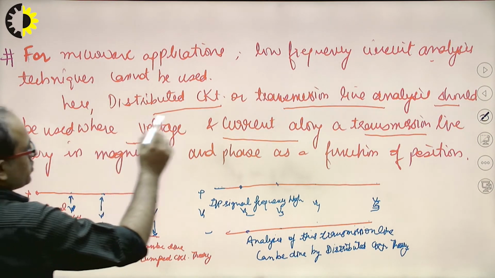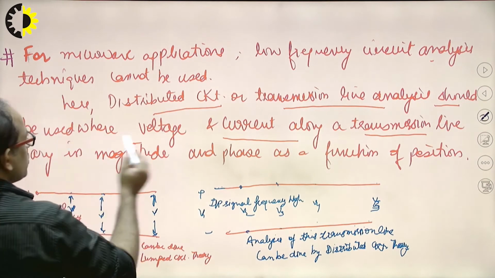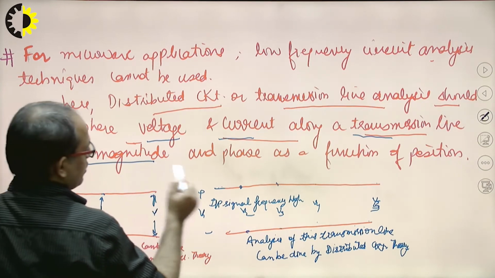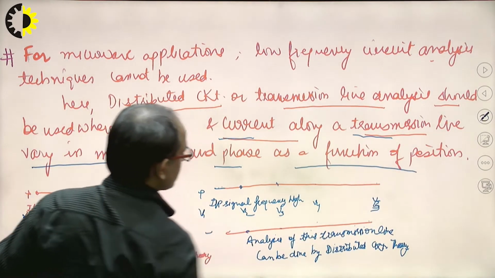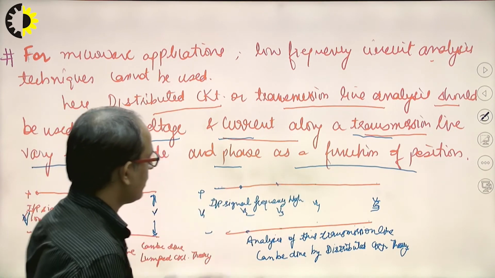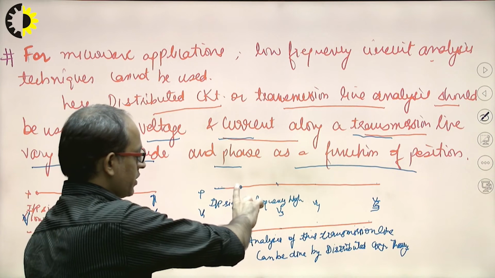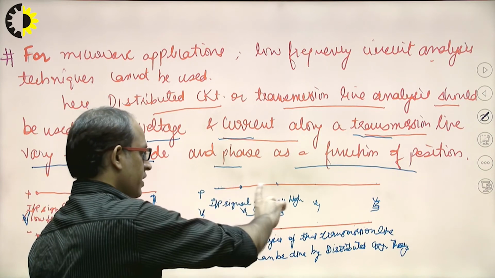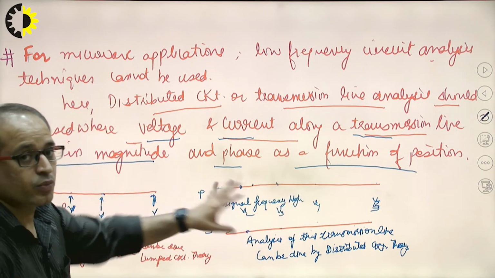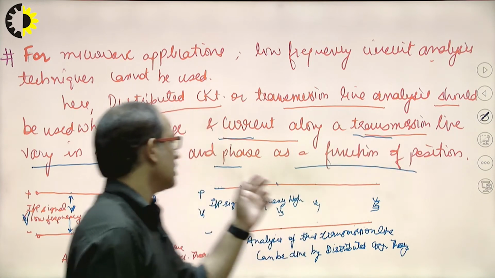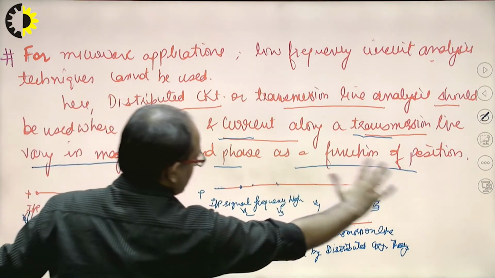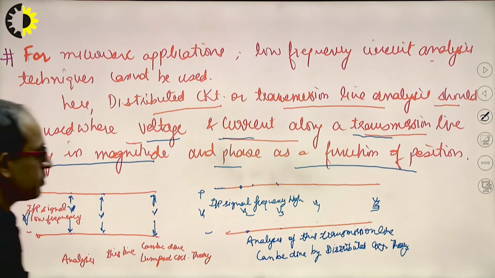So distributed circuit theory analysis should be used where voltage and current along a transmission line vary in magnitude and phase as a function of position. Means the voltage varies as a function of what? Observation point. If I observe here the voltage is different, and if I observe here the voltage is different. So the voltage and current, both magnitude and phase, are a function of position.